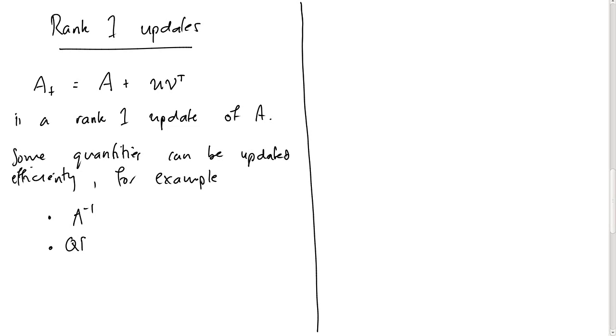And that's one example. The QR factorization of A. Okay, if we do a rank 1 update to A, we can also fairly cheaply update the QR factorization without having to recompute the whole thing. Okay, so those are the two things we're going to look at in this part of the lecture. So we'll start with the rank 1 update to A inverse.